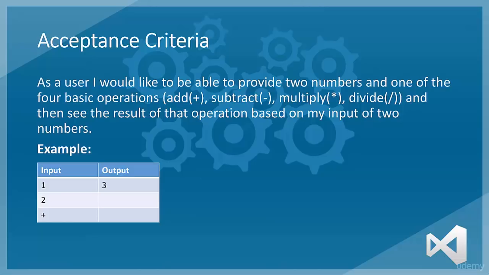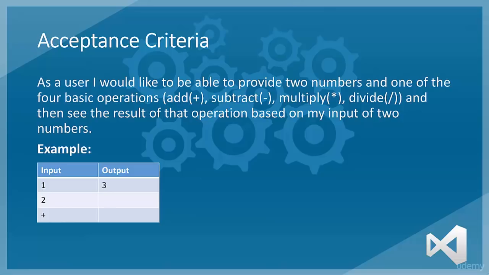Google defines it as pre-established standards or requirements that a project or a product must meet. So these are your software requirements or feature requirements that you need to satisfy in order for it to be considered done by your employer or your client. Here is ours. As a user, I would like to be able to provide two numbers and one of the four basic operations: addition, subtraction, multiplication, and division, and then see the result of that operation based on my input of two numbers. And here's an example.